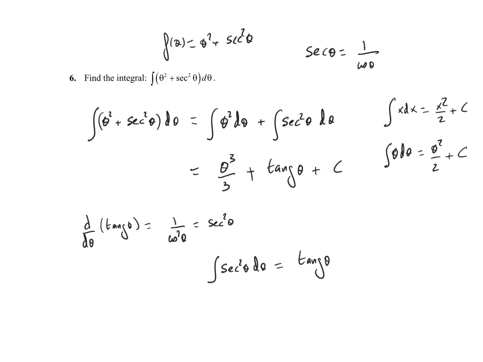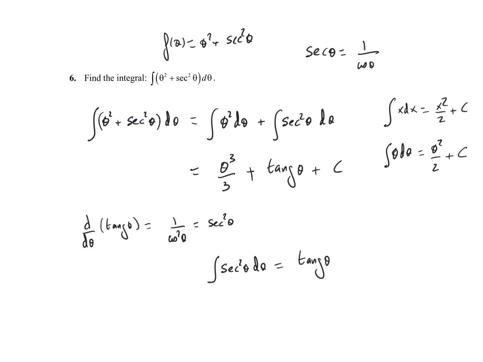These are two functions, f of theta and g of theta. The antiderivative of the sum is the sum of the antiderivatives. So it will be the antiderivative of the first plus the antiderivative of the second. The antiderivative of theta squared will be theta cubed divided by 3. And for secant squared, what is the function whose derivative is 1 divided by cosine squared of theta? If you remember, it is tangent of theta.